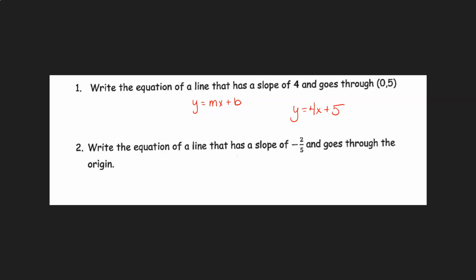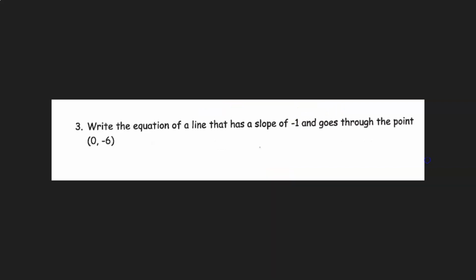Number 2, write the equation of a line that has a slope of negative 2/5 and goes through the origin. So we're going to plug in negative 2/5 for the slope, keep our x. We don't need to put anything else because it's the origin. So y equals negative 2/5 x.